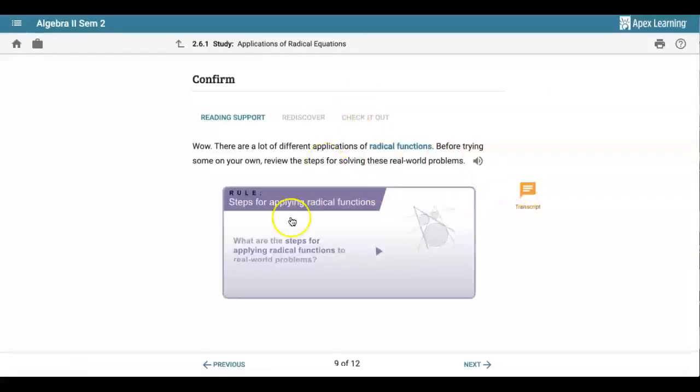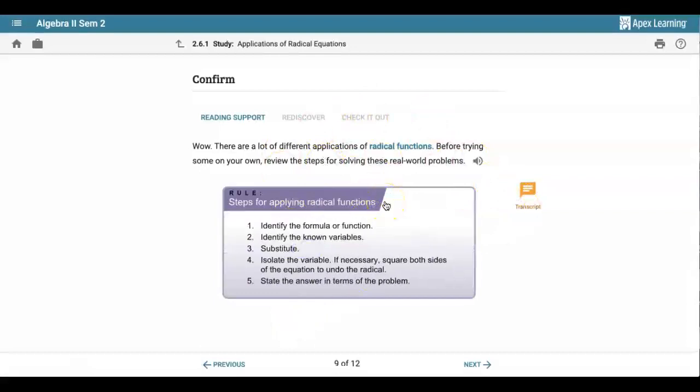All right, so to confirm the steps for the radical functions, we'll take a look at it. Identify the formula or function, identify the unknown variables and the known variables. Then we substitute in for the variables that we know. Isolate the variable. If necessary, we can square both sides of the equation to undo the radical, and then we state the answer to our problem. Again, making sure that we're using logic when we're stating the answer. We can't have fractions of whole things like we did for that toy robot problem.